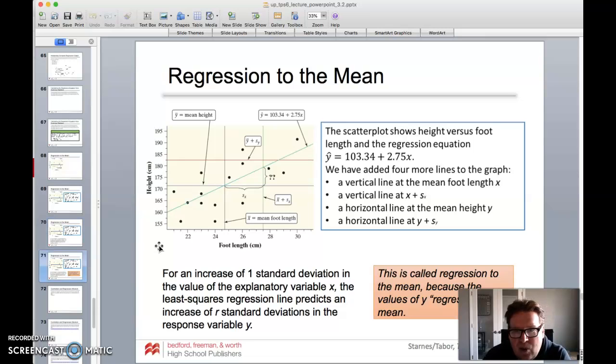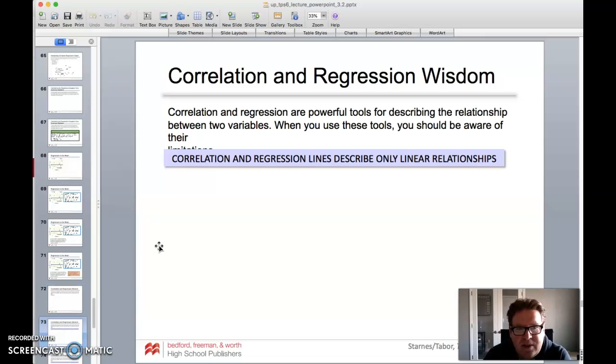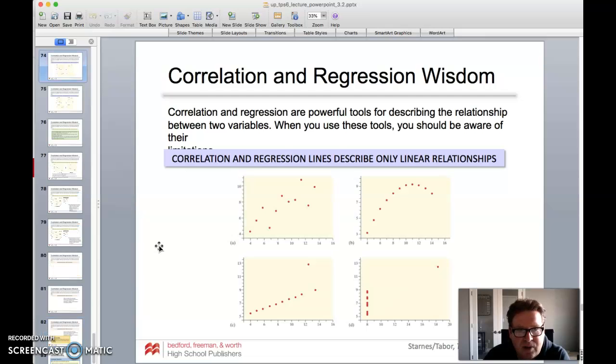All right, now this is called regression to the mean because the values of y regress to their mean is what happens there. All right, let's talk about correlation and regression with some wisdom here, and again, some powerful tools when we're describing the two variables. Now, you've got to be careful of some limitations. Once again, correlation and regression lines only describe linear relationships. So keep that in mind.